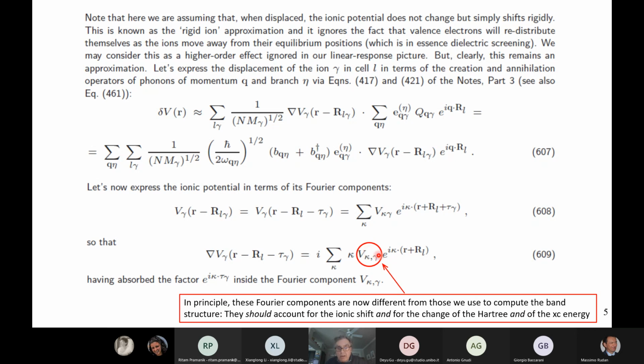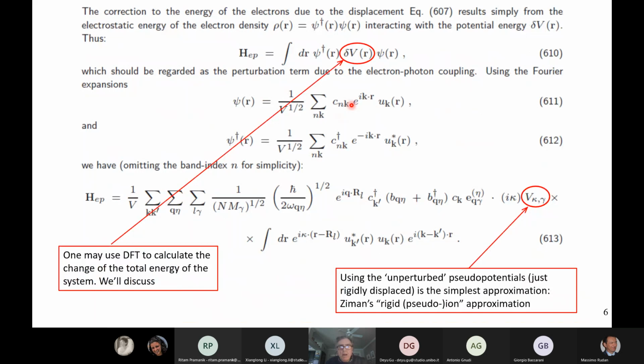So we will consider just in the following a rigid shift, which is the rigid ion approximation, or rigid pseudo-ion approximation, in which we assume that the pseudopotential moves rigidly with the electrons. It captures the main components. Of course, you're leaving out some terms. So again, as I'll show you in the next slide, one can use DFT to calculate this term. As I said, we can proceed and do our calculations.